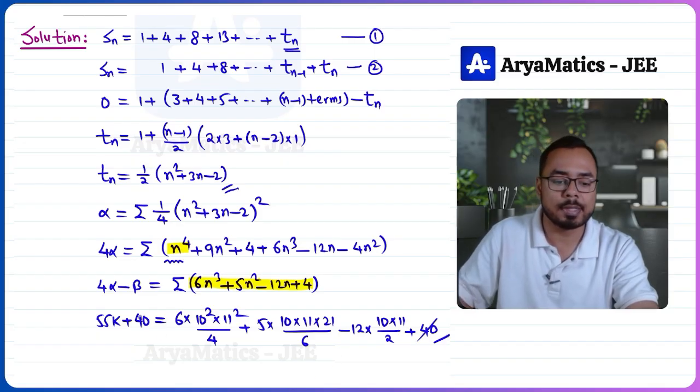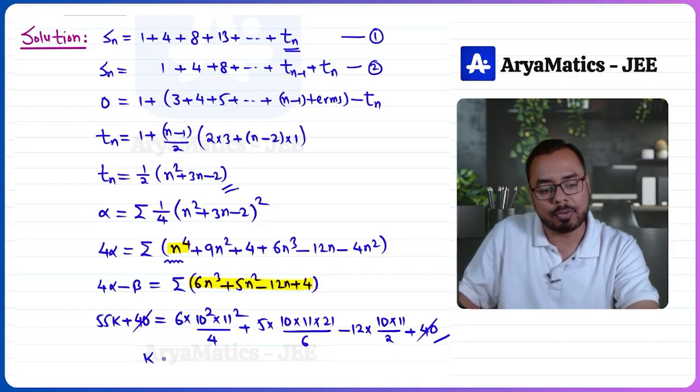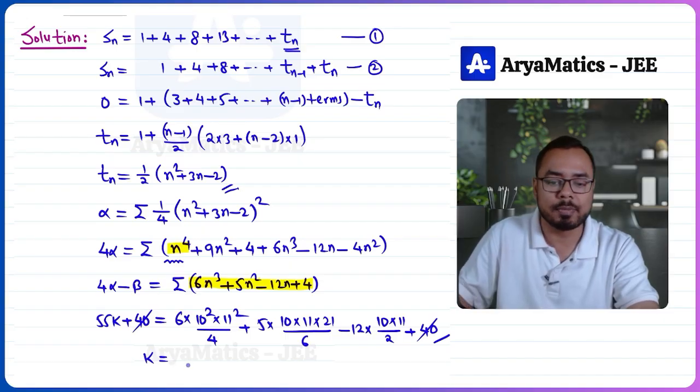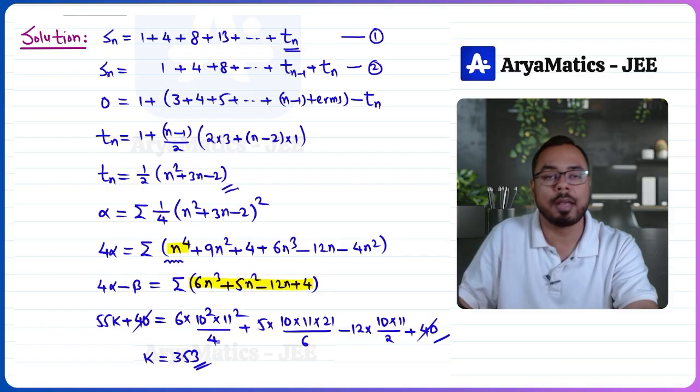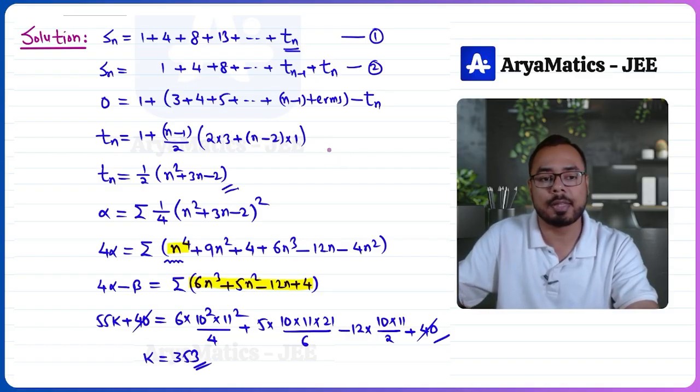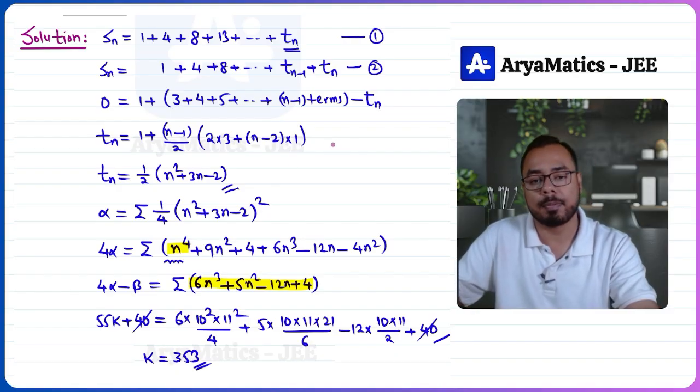Now 40 you can cancel from both sides. And from here you can calculate the value of k. Right? Divide everything by 55, and then the calculation will not be that complicated. So when you solve this equation, you will find that k is 553, and therefore that will be the correct answer for this problem.